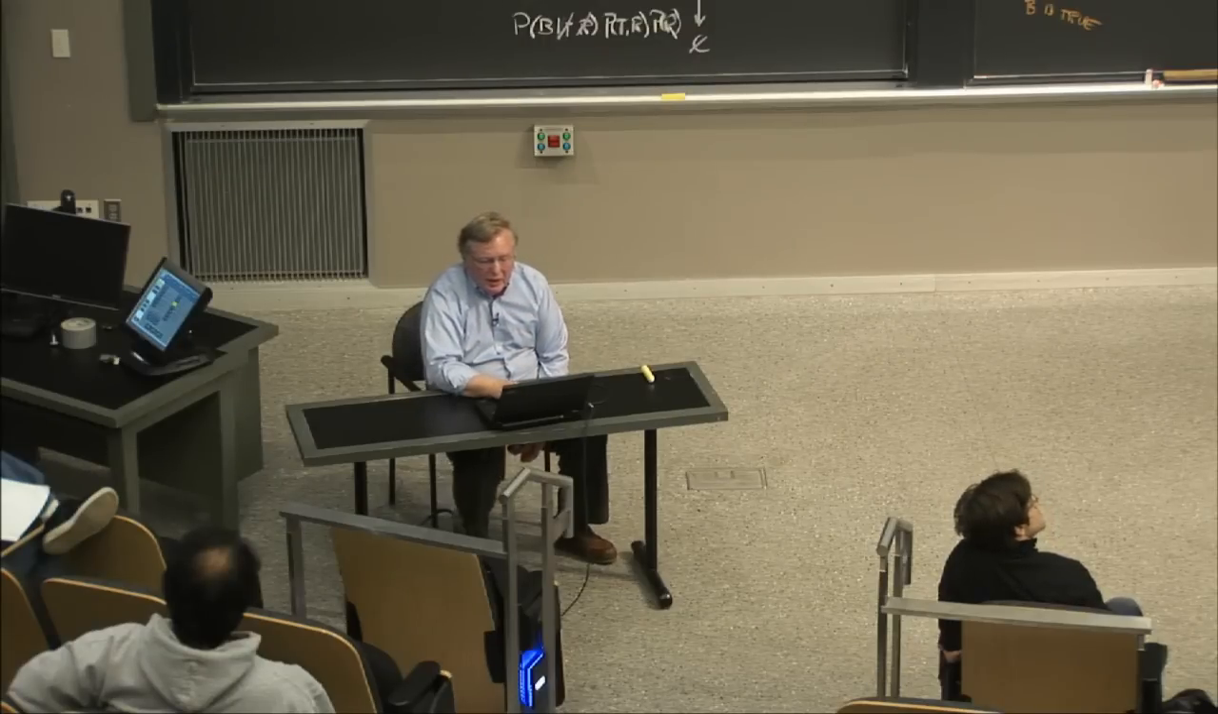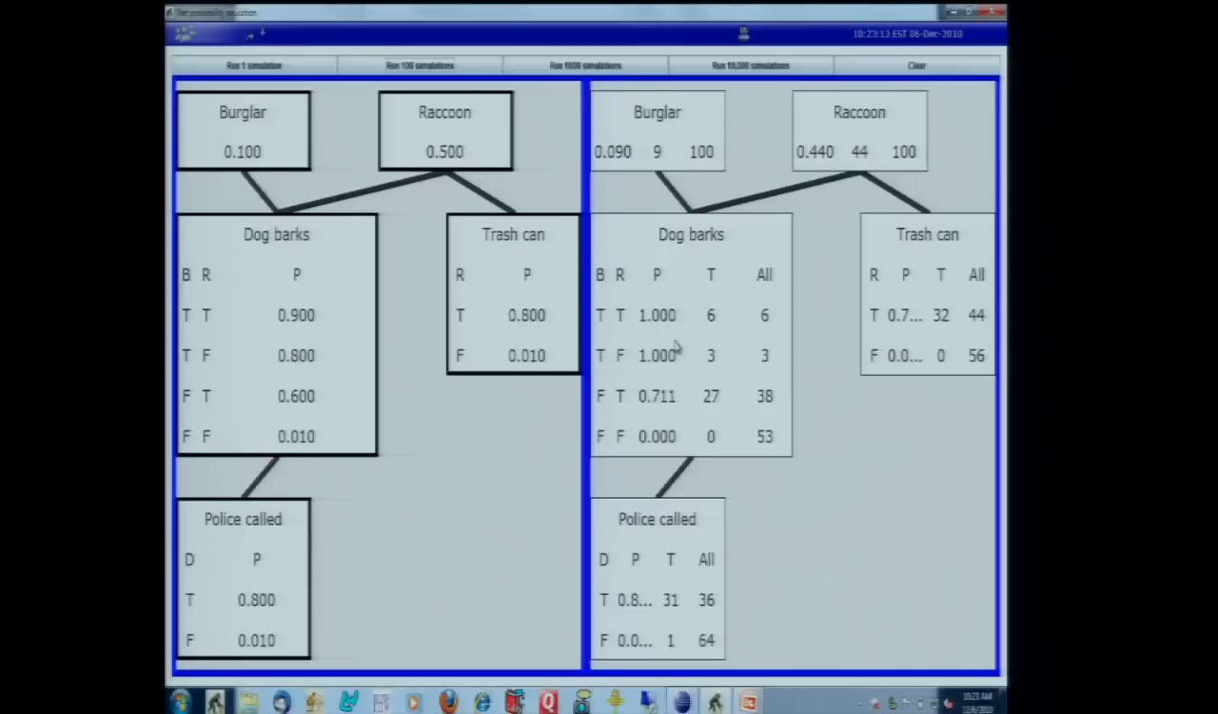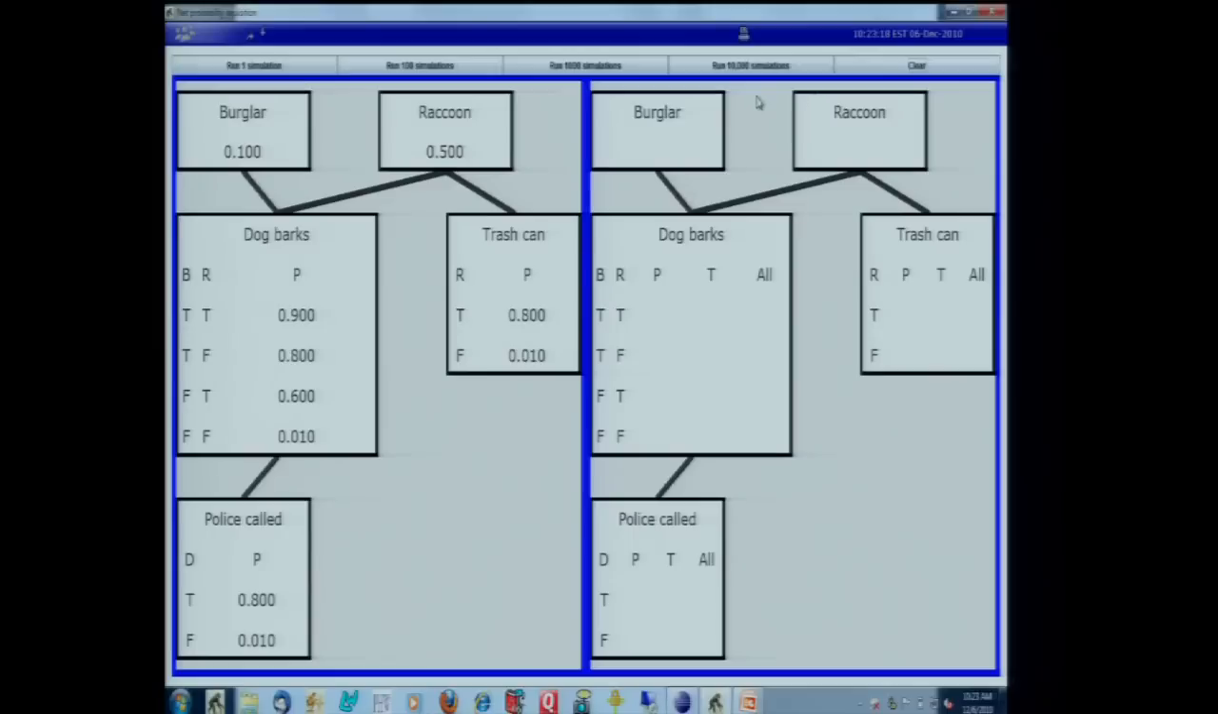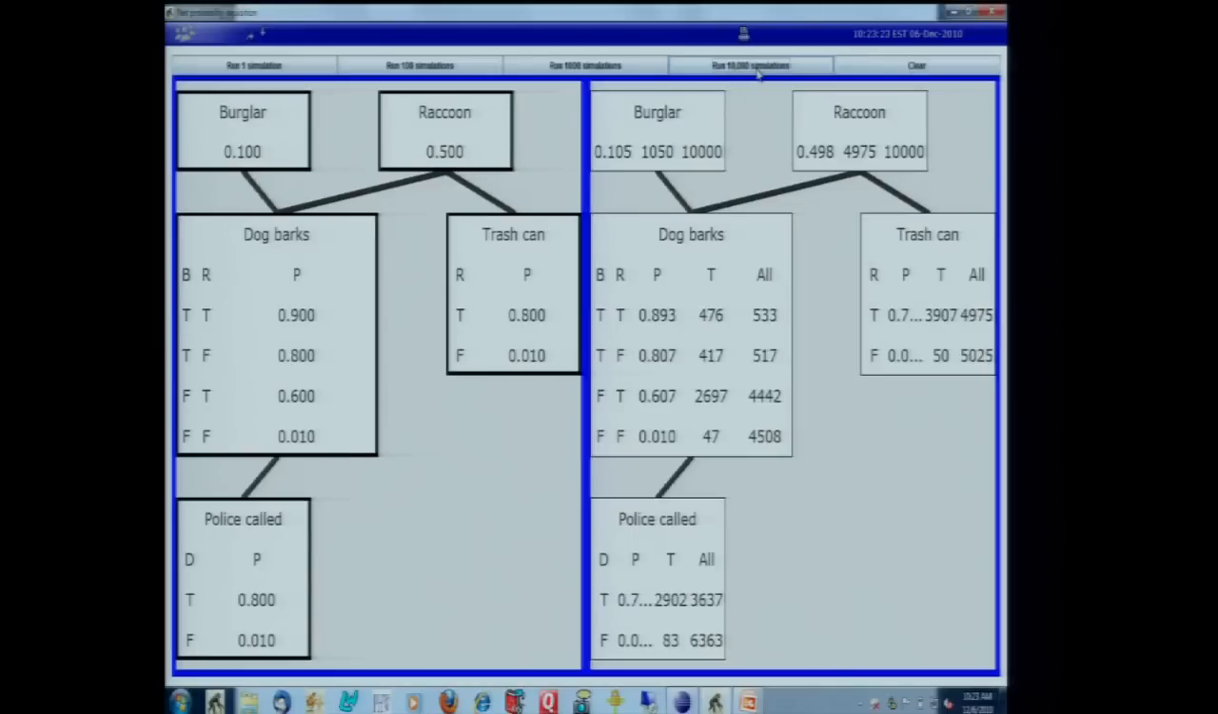I didn't do too well here because that TT combination gave me an excessively high probability. So maybe 100 simulations isn't enough. Let's run 10,000. With that much data running through, the probabilities I get, let's see, I've got 0.893 instead of 0.9, 0.807 instead of 0.8, 0.607 instead of 0.6, and that one's dead on at 0.01. So if I run enough of these simulations, I get a pretty good idea what the probabilities ought to be, given that I've got a correct model. Okay, so that takes care of that one.